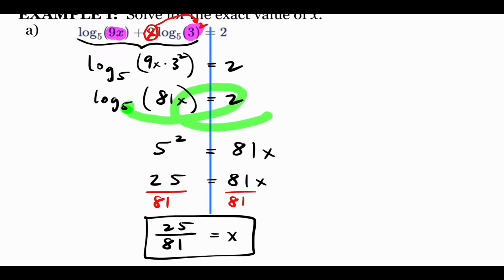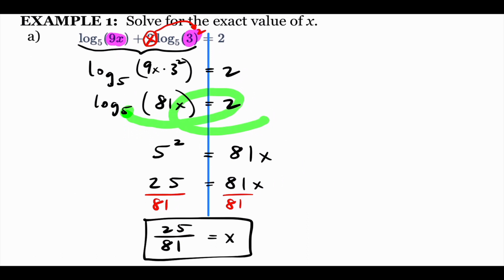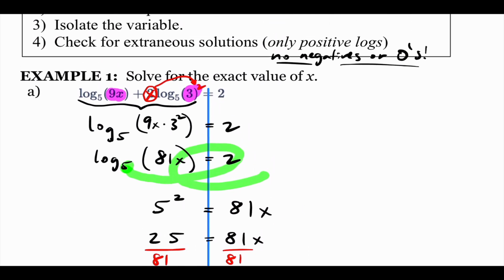Okay, so the last step is to check for extraneous solutions. Extraneous solutions can happen when you get negatives or zeros. We can only have positives in the pink purple, in here and here. Well, right here, I have a 3 squared. That's 9. That's positive. So this one is okay. But this one I'm not sure about because it has an x as well.